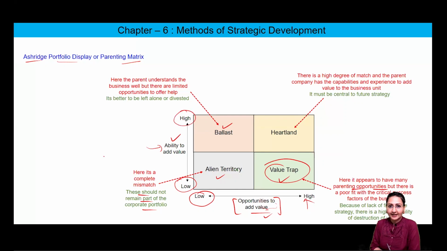The parent company can help it. High ability to help because the subsidiary and the parent company both are in the textile sector. But the opportunities are quite low. You can't do anything. Leave it alone.